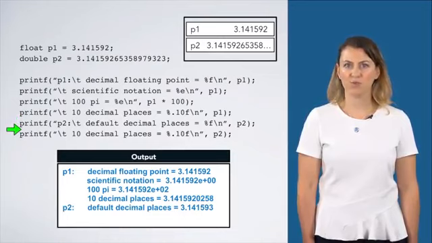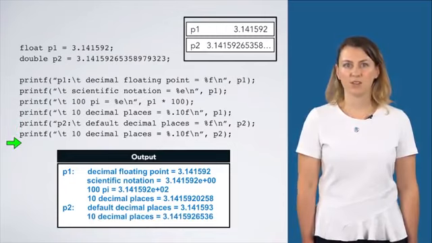Our next printf prints P2 with 10 digits after the decimal. Here they are all what we expect. Why is this different? Doubles can represent more numbers more precisely than floats can, so the inaccuracies of representing this number do not appear in these 10 digits.